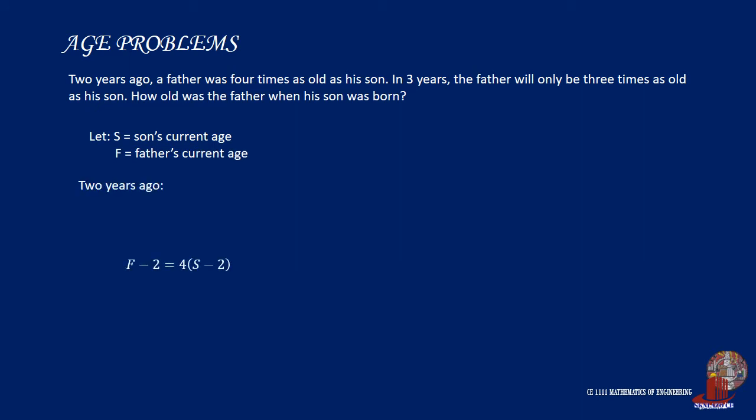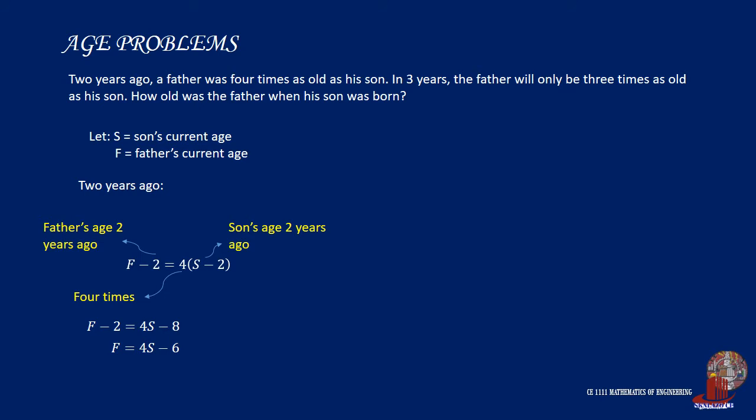It states 2 years ago, the age of the father is 4 times that of his son. With reference to his present age, the equation would turn as F less 2 is equal to 4 times S less 2. So simplifying, we would have F less 2 is equal to 4S minus 8, which would result to F is equal to 4S less 6, and this is taken as equation 1.